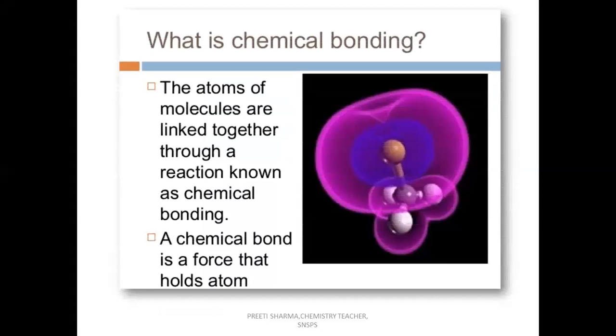So, my first question is, what is a chemical bond, or what is chemical bonding? The atoms of molecules that are linked together through a reaction is known as chemical bonding. Or we can say a chemical bond is a force that holds the atoms together. The force of attraction between the two atoms is known as a chemical bond, right? And what is chemical bonding? The atoms of a molecule are linked together through a reaction. It's known as chemical bonding. You can see that, right?